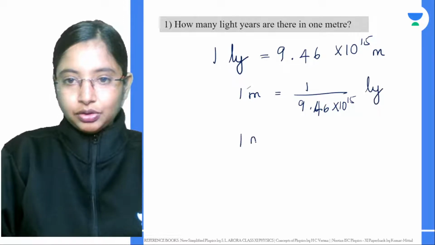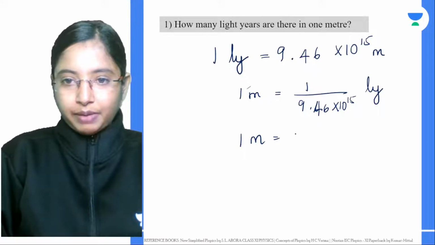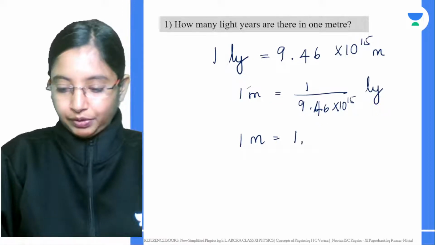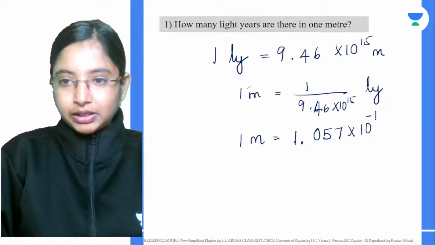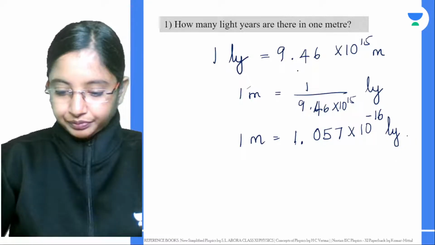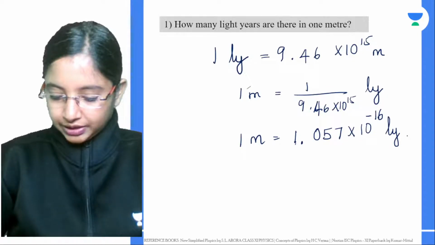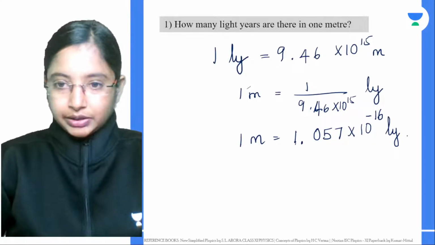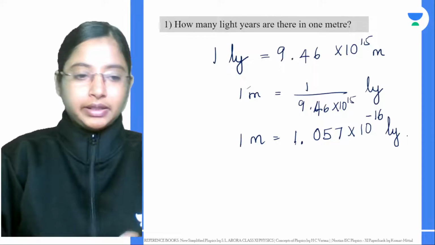So if you solve this, 1 divided by 9.46, you will basically get around 1.057 into 10 to the power of minus 16 light years. That's how much 1 meter is. Okay, so Akshay has given the same answer, right? 1.057 into 10 to the power of minus 16. That's the right answer. Okay, so that's how many light years are there in 1 meter.